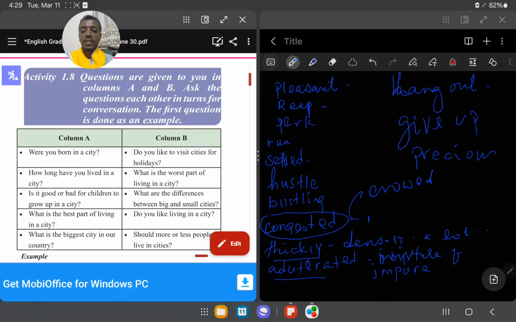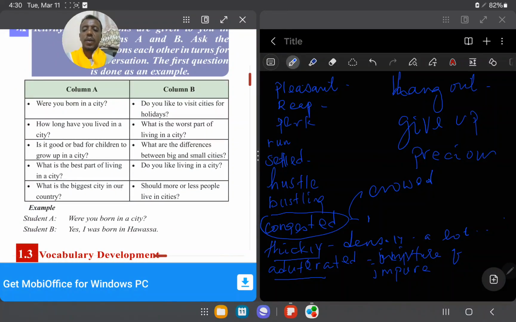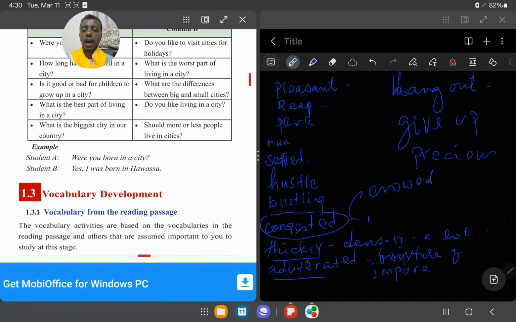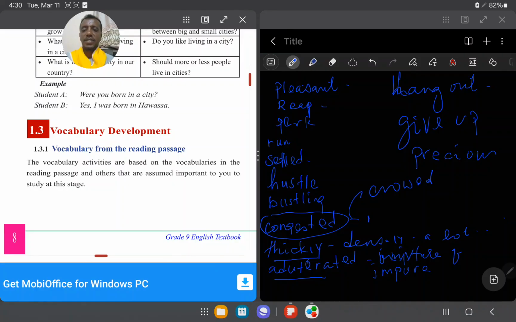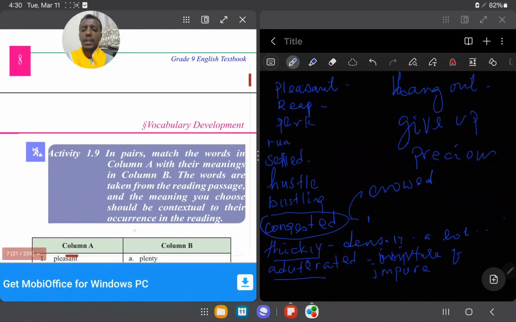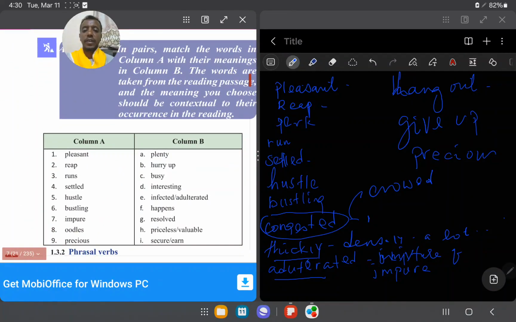Do you like to visit cities for holidays? I want to visit somewhere. For example, you can say Cairo, yeah. Yes, I was born in Hawassa. Yes, I was born in Addis. Yes, I was born, you can say Harar, yeah. Now we will see vocabulary directly. Are you ready, students?